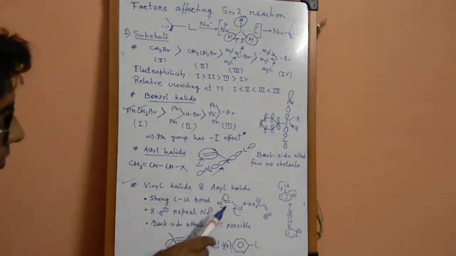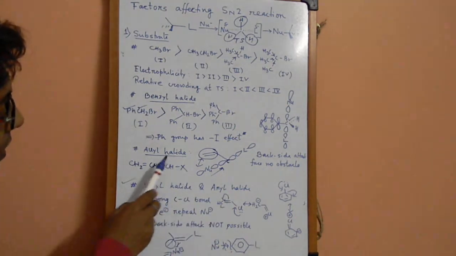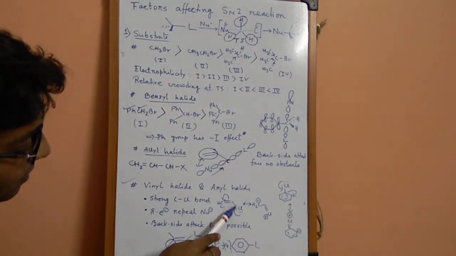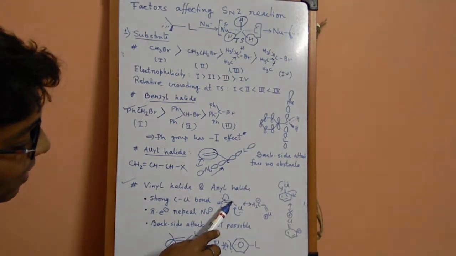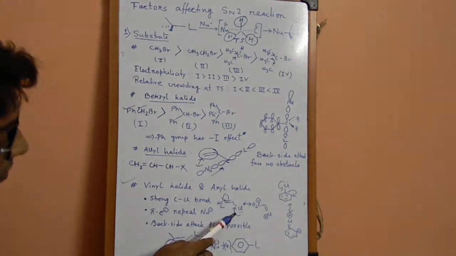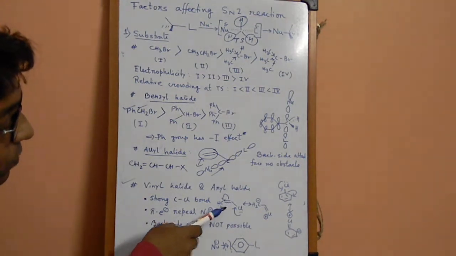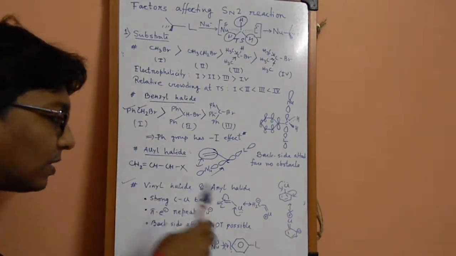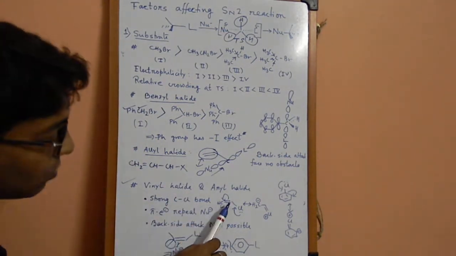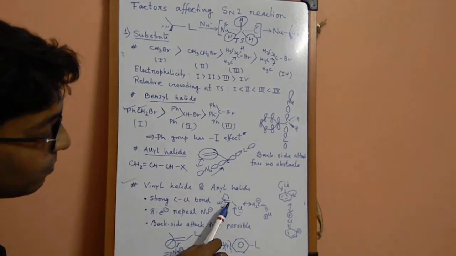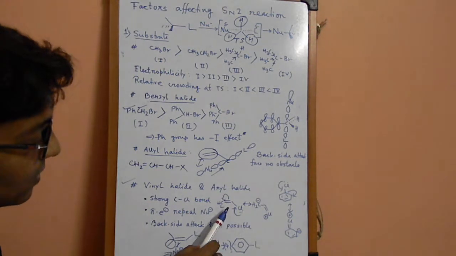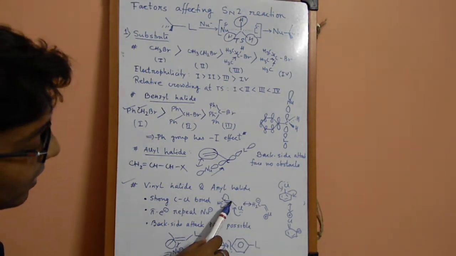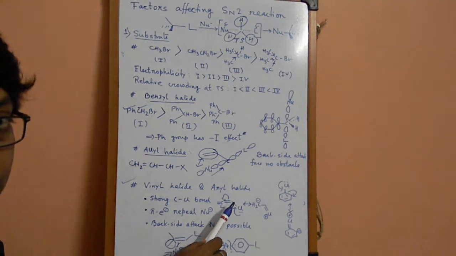The second point is that these pi electrons are not like the allyl one. It was one carbon away, but here it is directly linked with the central carbon atom. So whenever a nucleophile is going to attack the central carbon from the backside, if it comes in the vicinity of this molecule, this pi cloud will definitely put a repulsive force on the nucleophile, and that is why the incoming of the nucleophile toward this molecule to attack this carbon is greatly obstructed.